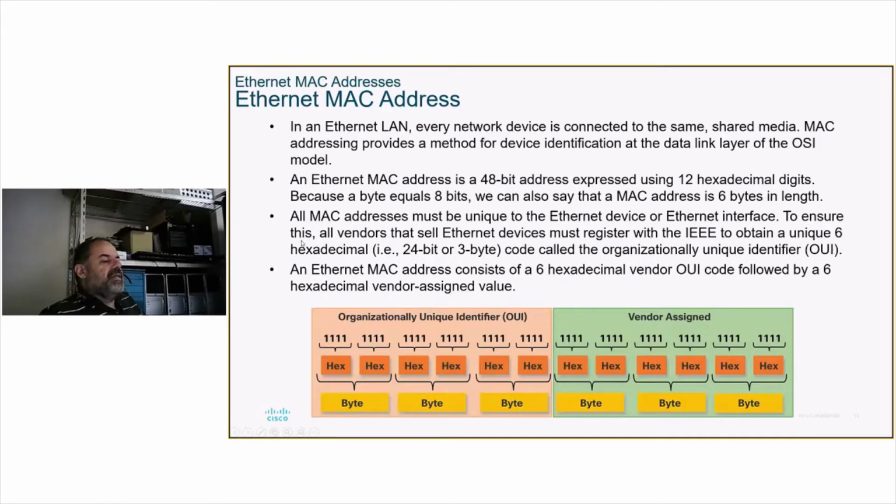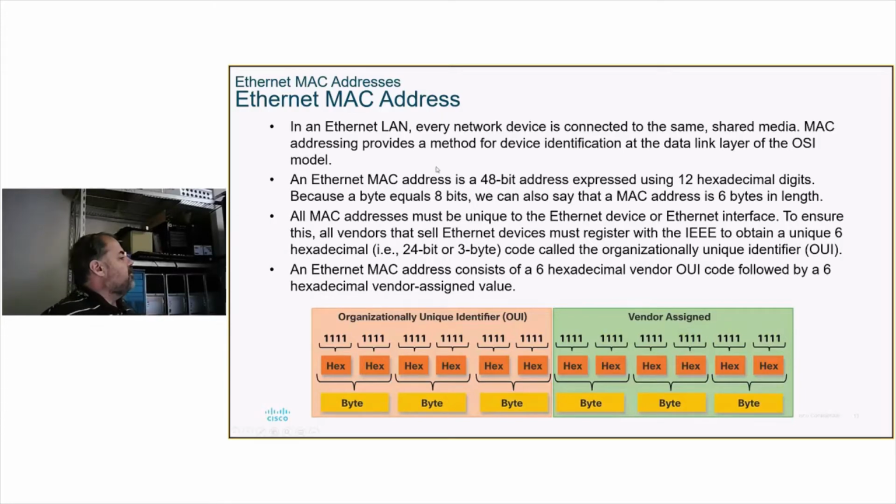To ensure this, all vendors that sell Ethernet devices must register with the IEEE to obtain a unique 6 hexadecimal digit, or 24-bit, code called the Organizationally Unique Identifier, or OUI. An Ethernet MAC address consists of a 6 hexadecimal vendor OUI followed by a 6 hexadecimal vendor-assigned value. So basically, the first half of a MAC address identifies who made the device. The second half is just a unique number.